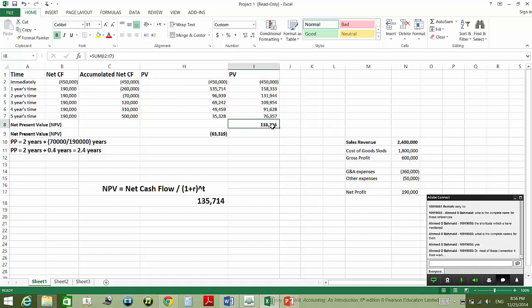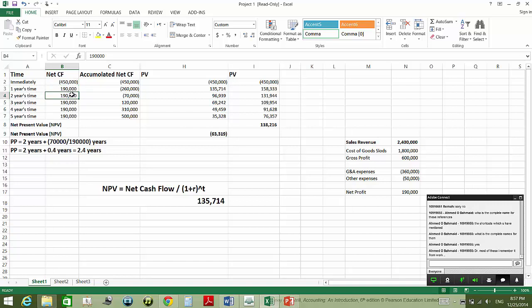This is related to net present value, and related to the payback period. Okay, we need to see after how many years we will get this 450,000. In the first year, we will get 190,000. In the second year, we will get also 190,000. That means in the second year, we will get how much? In the second year, we will get around 380,000.